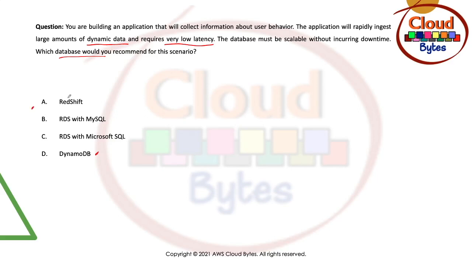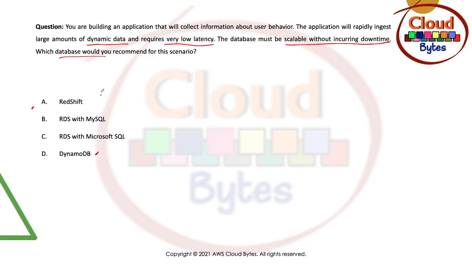Now, Redshift uses EC2 instances. We are talking about dynamic data, which requires low latencies and rapid ingestion of large amounts of data. You cannot scale. If you look at this, being scalable without incurring downtime is one of the requirements that you have to fulfill.